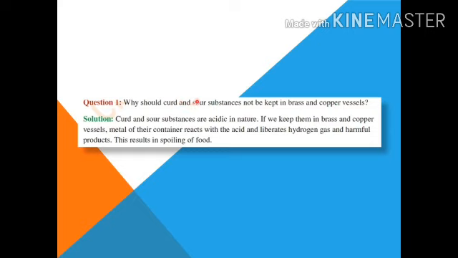So curd or any other sour substances we should not keep in brass or copper vessels. What is the reason for it? The reason is that curd and sour substances are normally acidic in nature. If we keep them in brass and copper vessels, both contain metals. So metals will react with the acid, and what will happen? Metal plus acid liberates hydrogen gas, and it is not good for our health and it will result in the spoiling of food. So, curd and sour substances are acidic in nature. If we keep them in brass and copper vessels, the metal of the container reacts with the acid and liberates hydrogen gas and harmful products. This results in the spoiling of food.